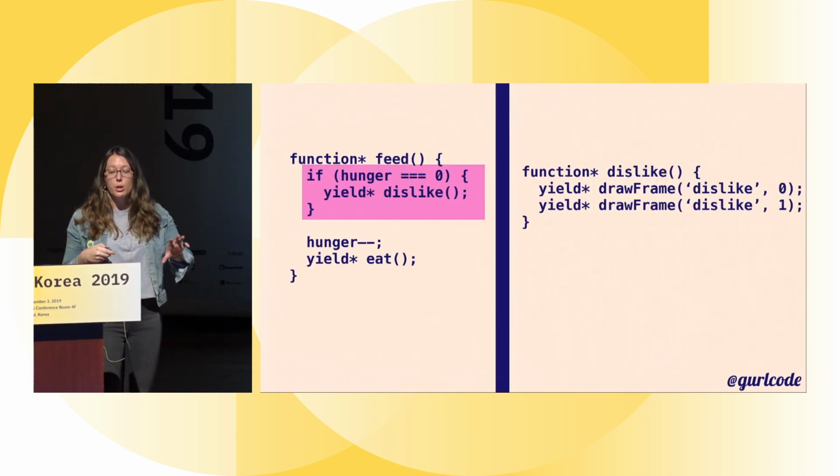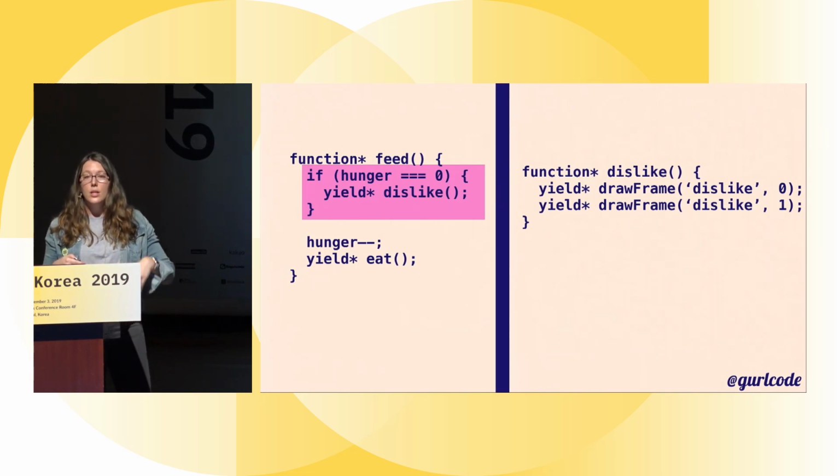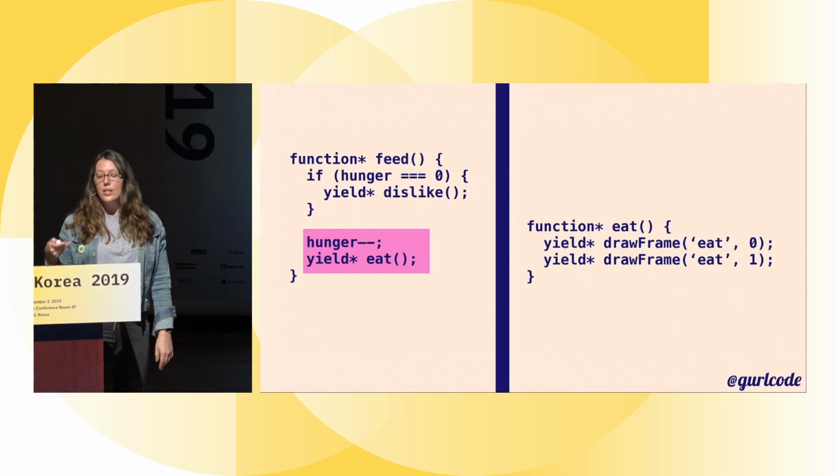So this is the generator for the feed action. It's going to evaluate if the Tamagotchi is hungry or not. If it's not, it's going to delegate future next calls to the dislike generator, which will run the dislike animation. Otherwise, we're going to decrease the hunger count and use yield star. We delegate to the eat generator that runs the animation.